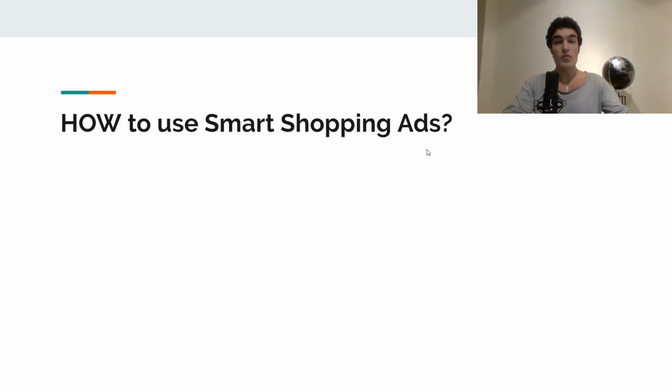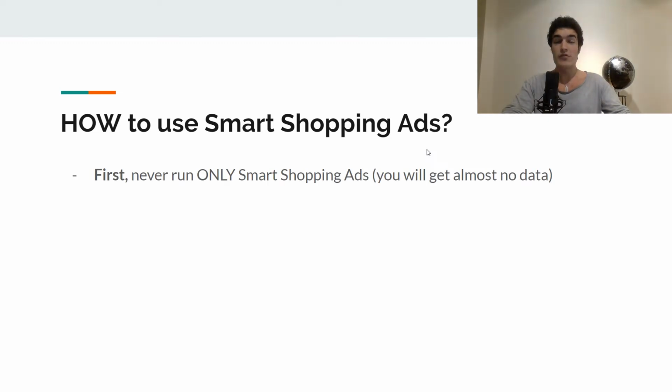And then what is important is that first, never run smart shopping ads only. I see a lot of people that have just one shopping campaign, that's a smart one, and maybe a search campaign. If you only run smart shopping ads, you will get almost no data and no insights, because you don't see any search terms. You have a lot of things that are missing in there. You cannot define locations and so on and so forth. So if you only run smart shopping, you will lose a lot of data.